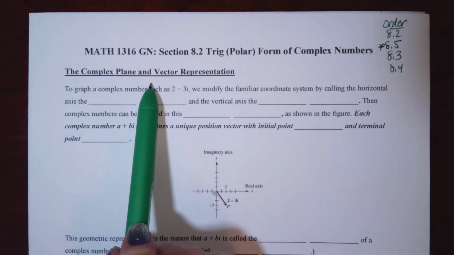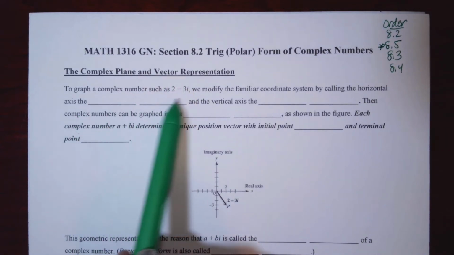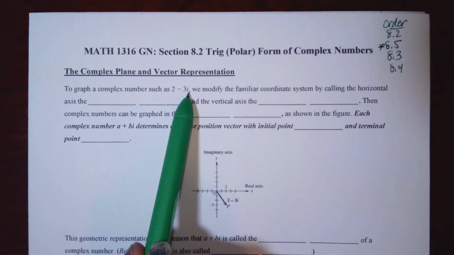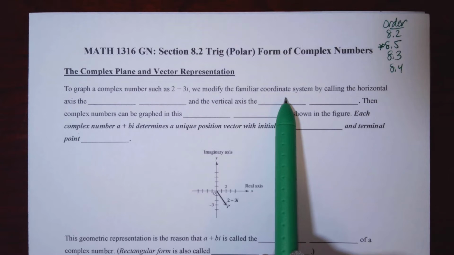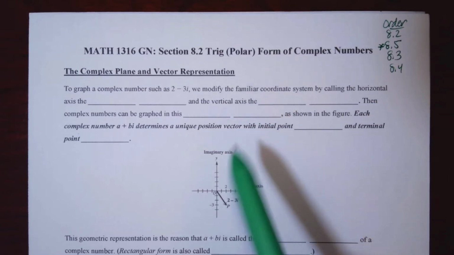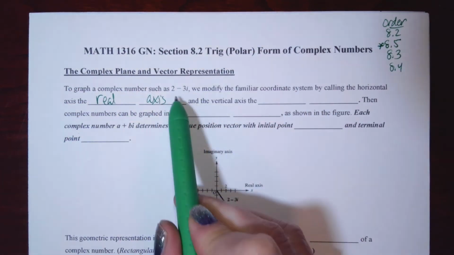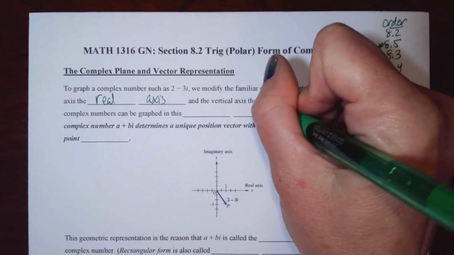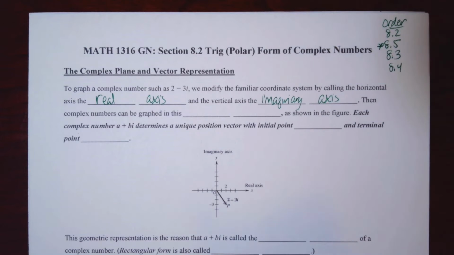So, the complex plane and vector representation. To graph a complex number, such as that standard form 2 minus 3i, where we have a real part and an imaginary part, we're going to modify our coordinate system by calling the horizontal axis, instead of just the x-axis, my real axis, where I graph the real part of my number, and the vertical axis is going to be my imaginary axis, where we graph that imaginary part of our number.